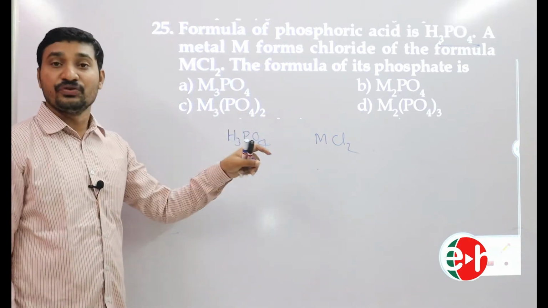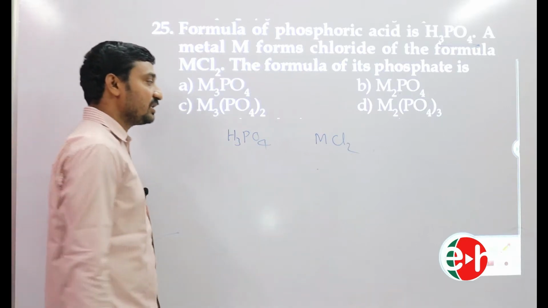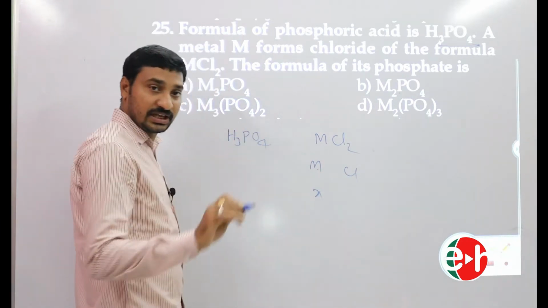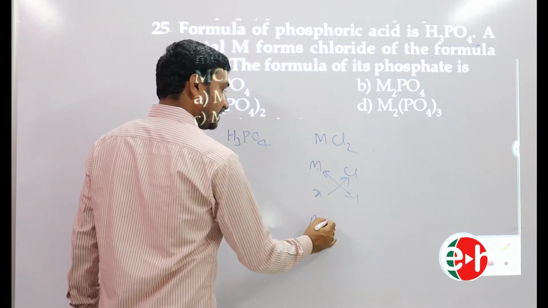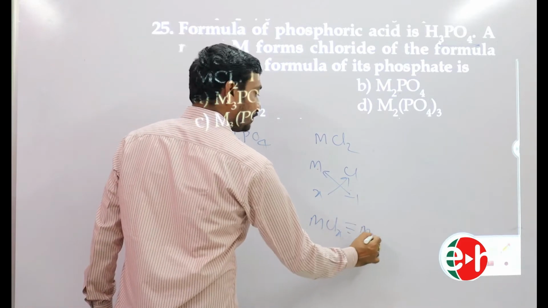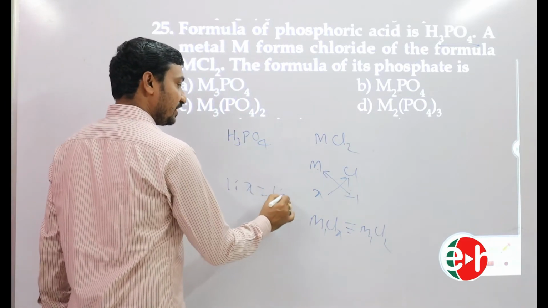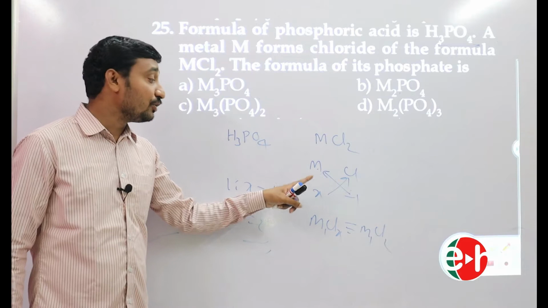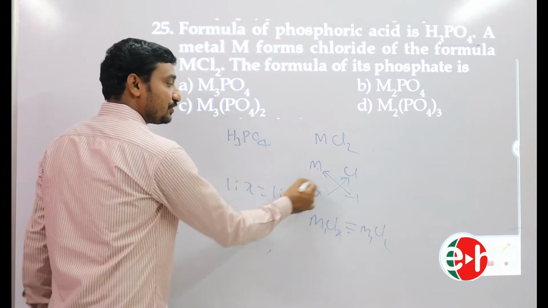MCl2. Now find the charge on the metal. How can you find the charge on the metal? Same way. MCl, charge we don't know, say X. Chloride ion charge is -1. So MClX is equal to the formula MCl2. Here 1 is to X equal to 1 is to 2, then X equals 2. What is the charge on the metal? +2.